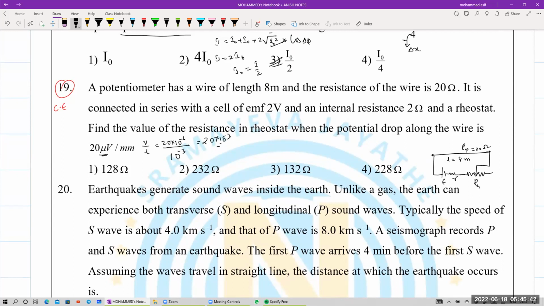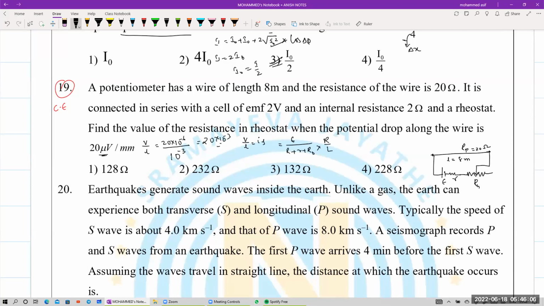But in the problem, we are asked to find the value of the resistance of the rheostat. So we know the formula, potential gradient V by L is equal to I into rho. Current will be equal to total EMF divided by total resistance: capital R plus small r plus the resistance of the potentiometer wire. Rho is nothing but R by L. V by L value we already have.